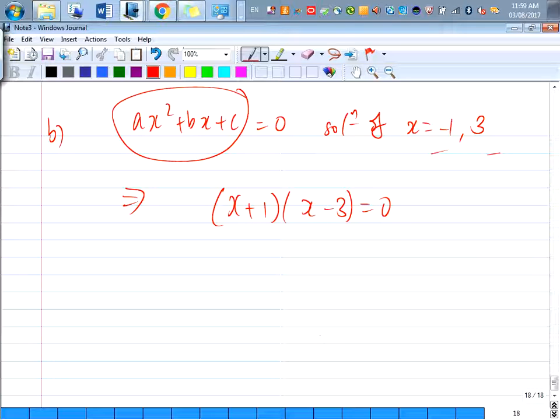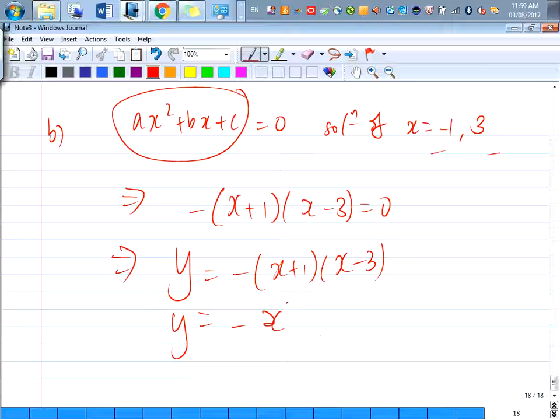Then, is this the correct answer? Why not? Say again, Karthik. Oh, it should be a negative. It says it's a parabola opening downwards. What does that tell you about the coefficient of x squared? So you put a negative here. Then the equation will be y equals negative (x plus 1)(x minus 3). Or you can leave it in the form of y equals negative x squared plus 2x plus 3. But it's 2 marks. Oh, yes, it's plus 2x plus 3.